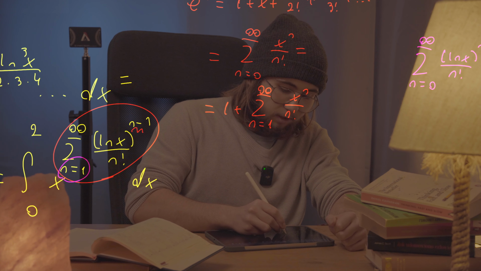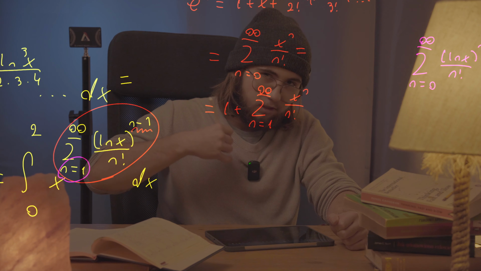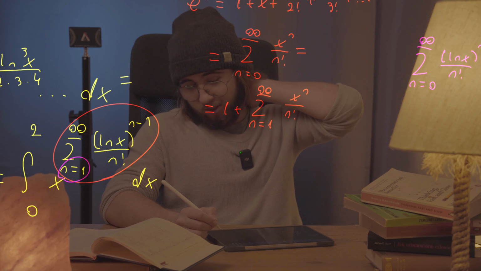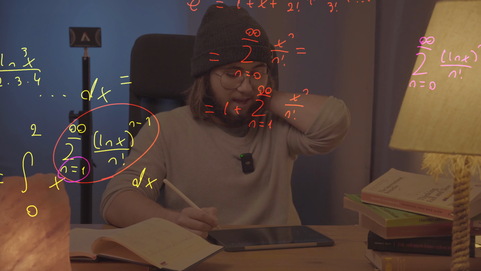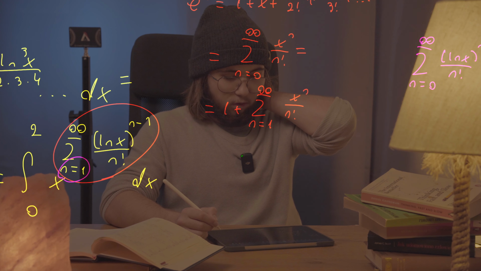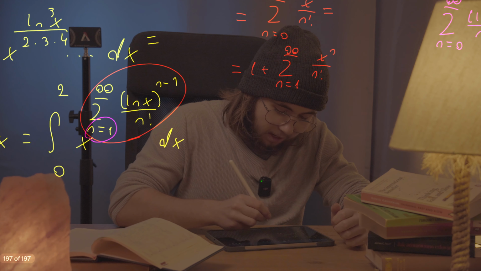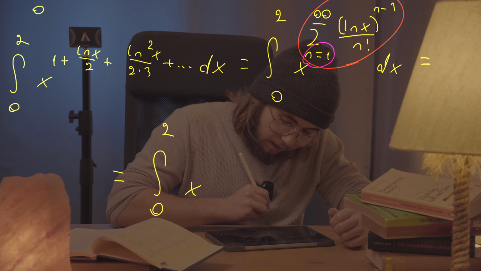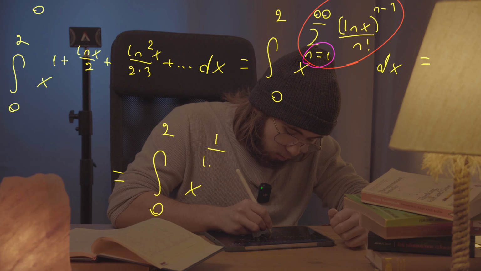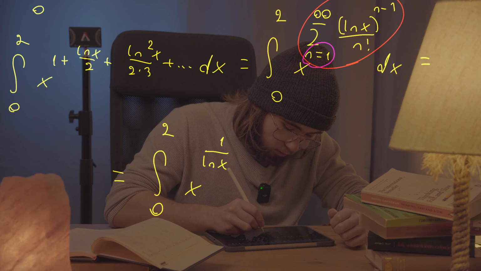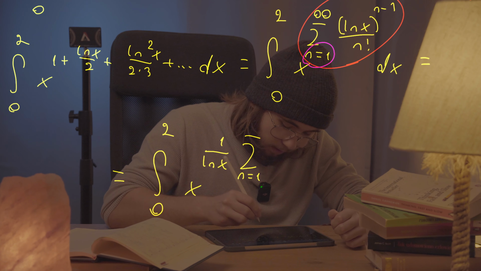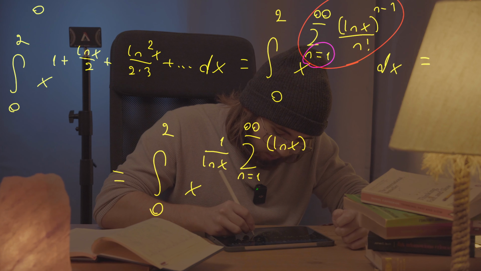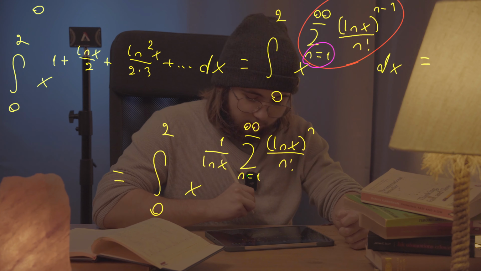But now we've got an n plus 1 in the exponent here in the integral, but we've got a whole n, without that n minus 1, in the Taylor series expansion for e to the power of x. There's no problem in any of that, because we can just rewrite this integral we've got right over there as the integral from 0 to 2 of x to the power of 1 over the natural log of x, multiplied by the sum as n goes from 1 up to infinity of the natural log of x to the power of n all over n factorial.